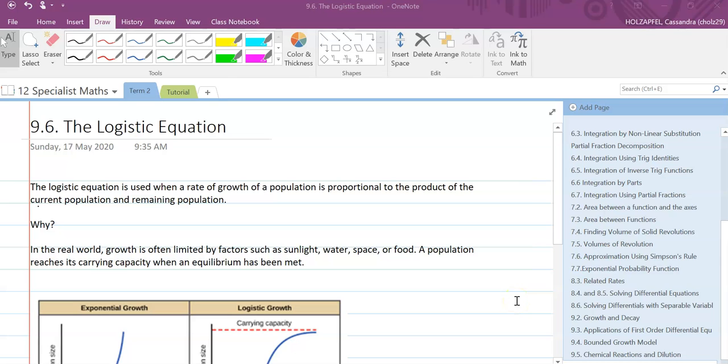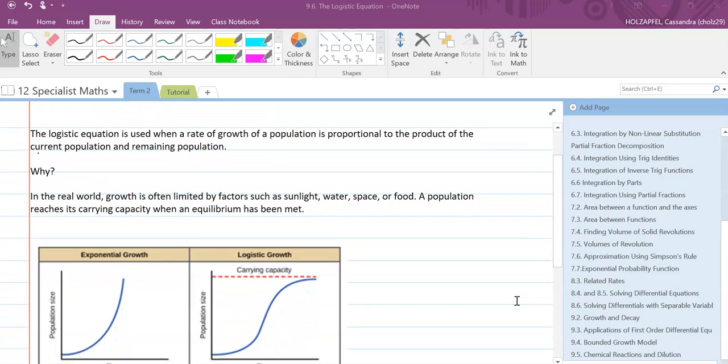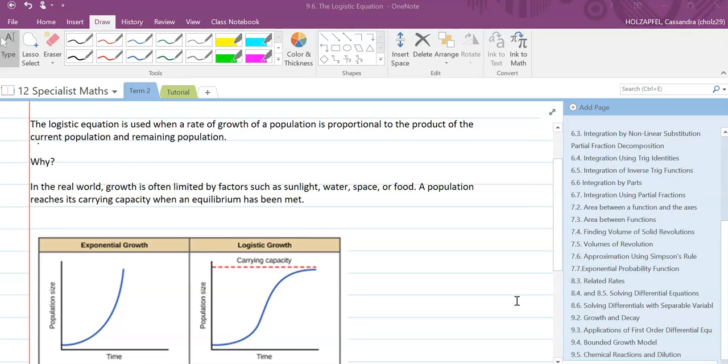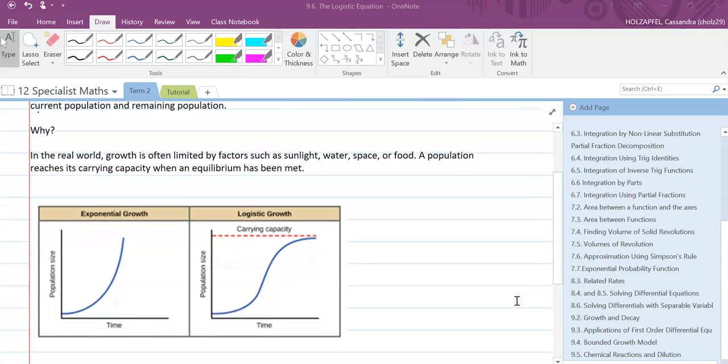Today we're going to be talking about the logistic equation. The logistic equation is used when a rate of growth of a population is proportional to the product of the current population and the remaining population.